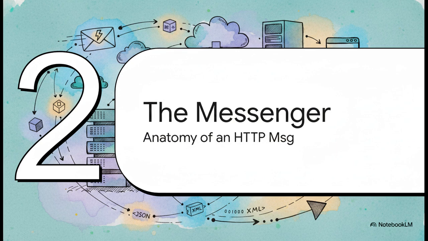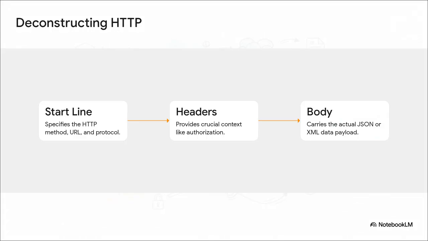Let's jump into Section 2, the messenger. We're going to look at the actual anatomy of an HTTP message. So how are these JSON or XML formats actually delivered across the web? Well, every single HTTP message boils down to three anatomical parts. Think of it literally like mailing a package.